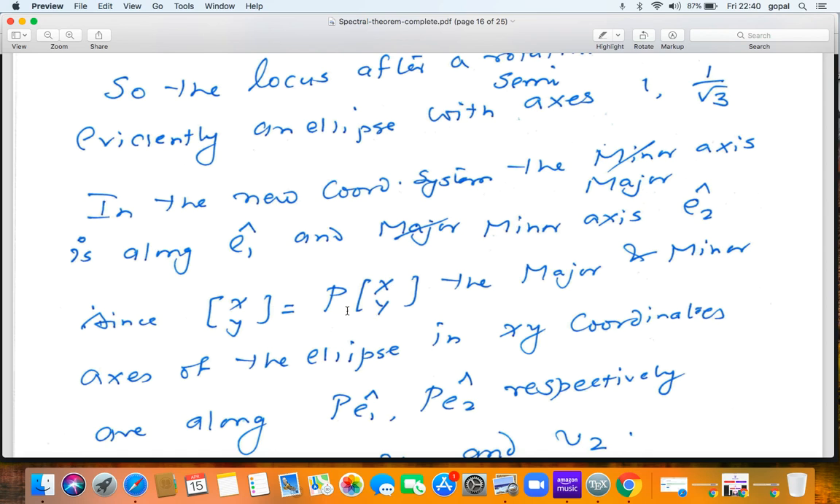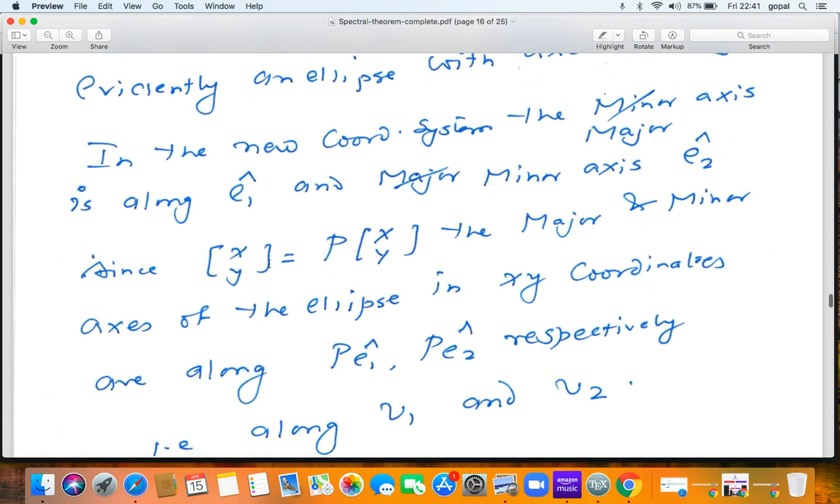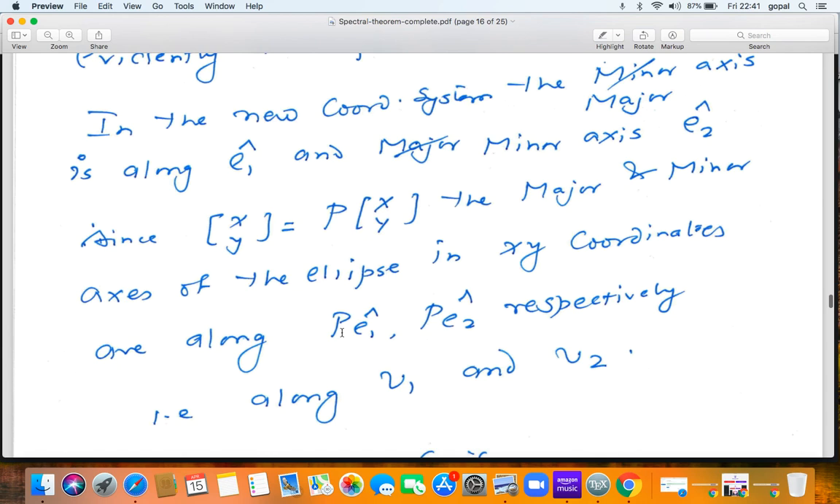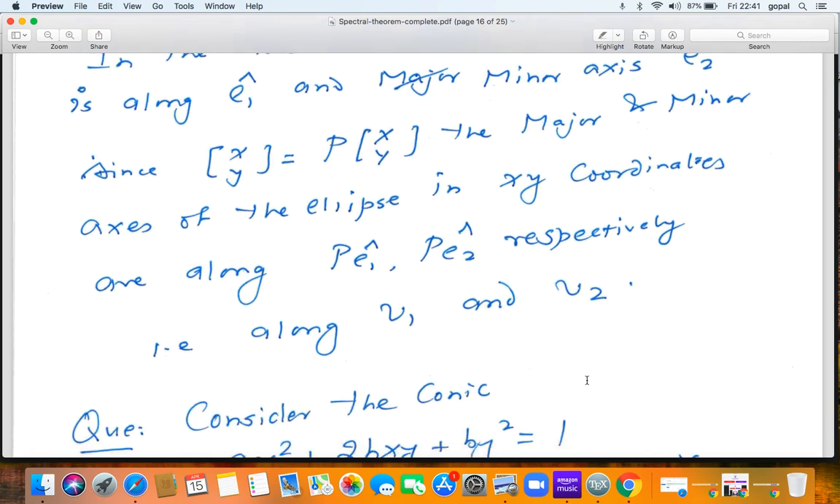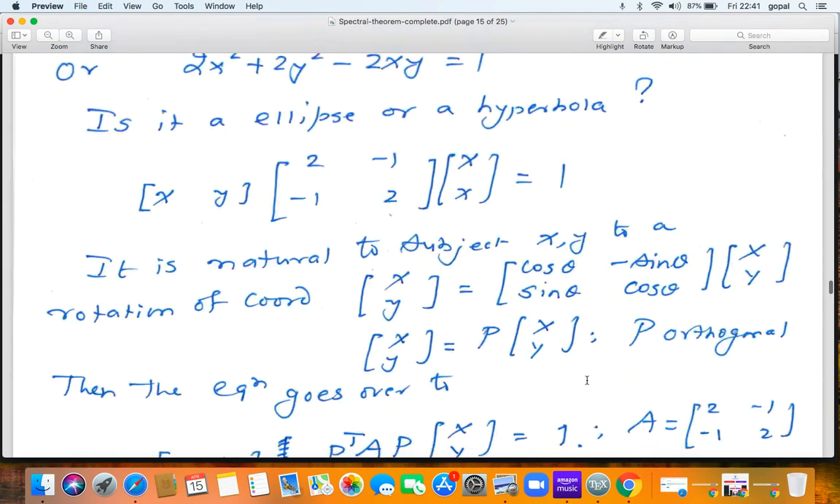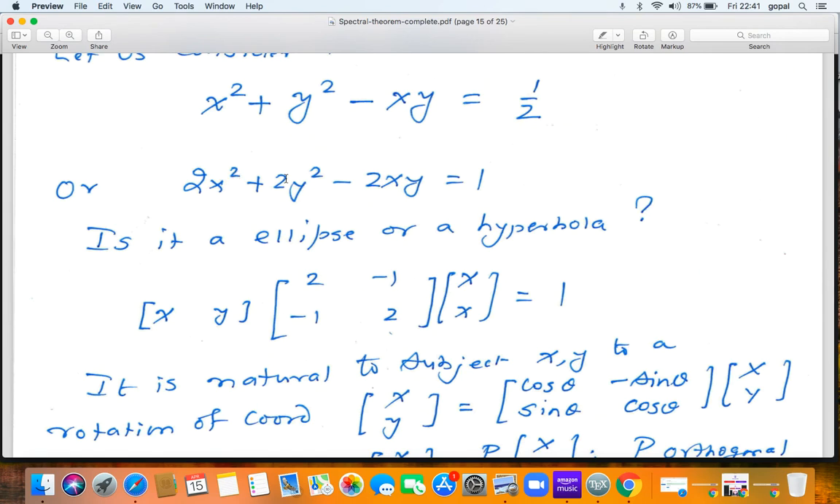So when I take capital X, capital Y to be E1 cap, that is the major axis in the new coordinate system, I will get little x, little y, which is the coordinates of the major axis in the old coordinate system. But P applied to E1 cap is the first column of P, remember? So the major and minor axes in the original coordinates are P E1 cap and P E2 cap, but P E1 cap is v1, P E2 cap is v2. So we see that this particular locus 2x squared plus 2y squared minus 2xy equal to 1 is an ellipse.